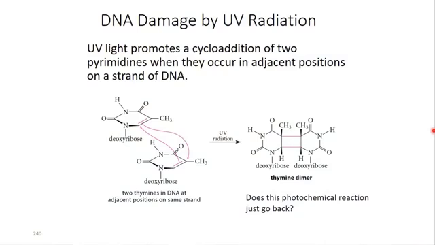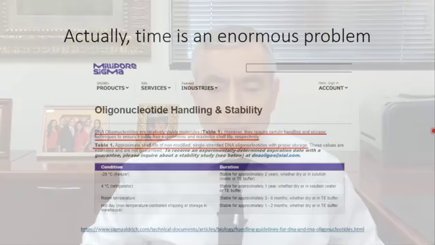All right, not everything goes back the way people think. Here's photoreactions that occur. UV light causes photo damage to DNA. So you have a DNA chain, you can get this coupling. Does this photochemical reaction just go back? You think so? Actually, time is an enormous problem.